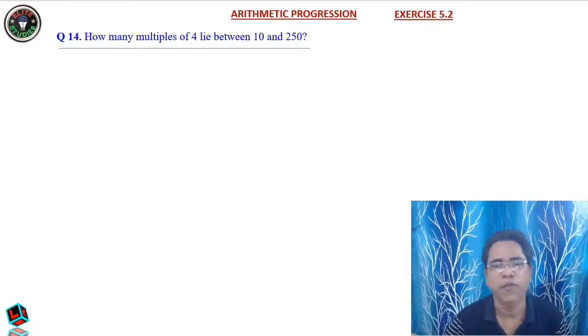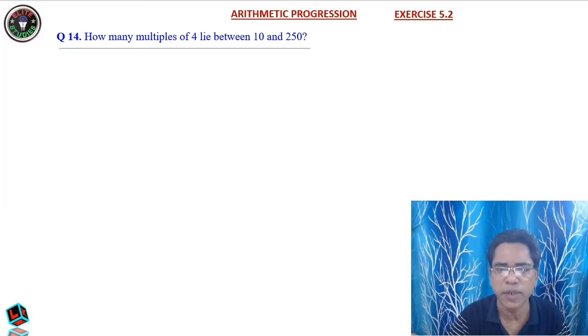Now question number 14. How many multiples of 4 lie between 10 and 250? The question is similar to question number 13. Only the way of asking the question is different. Again I will repeat, dear students: the question can also be asked as, how many numbers are there between 10 and 250 which are divisible by 4? So what to do?